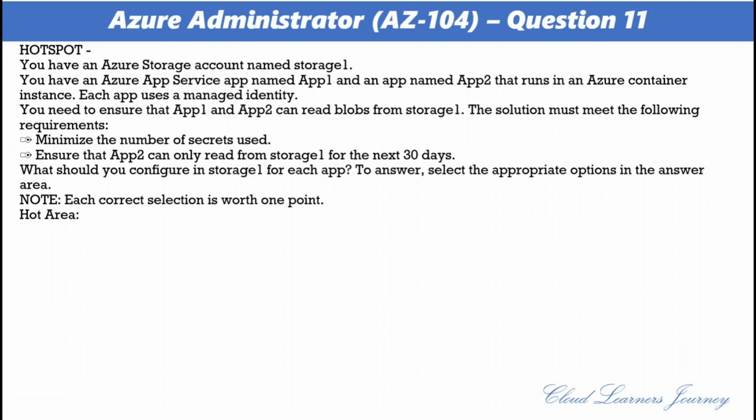You have an Azure App Service app named App1 and an app named App2 that runs in an Azure container instance. Each app uses a managed identity. You need to ensure that App1 and App2 can read blobs from Storage1. The solution must meet the following requirements.